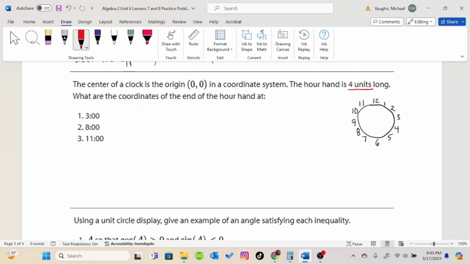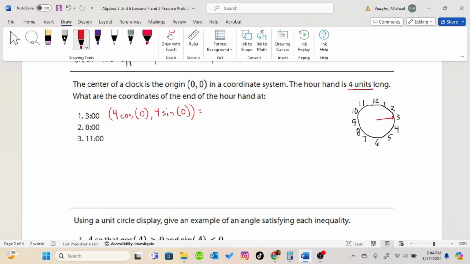So at 3 o'clock, the hour hand is along the x-axis. So when we think about this, we have 4 times the cosine of 0, and we have 4 times the sine of 0. The cosine of 0 is 1 because the cosine is the x value. So if I went straight out to the x value on the unit circle, it would be 1.